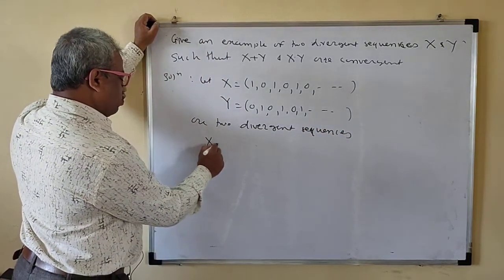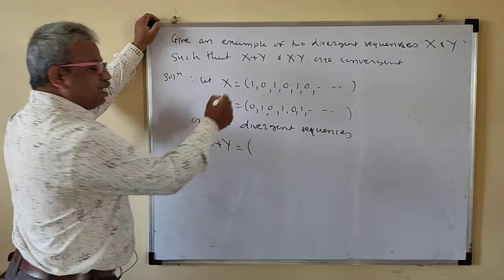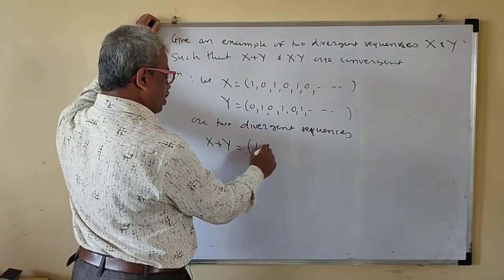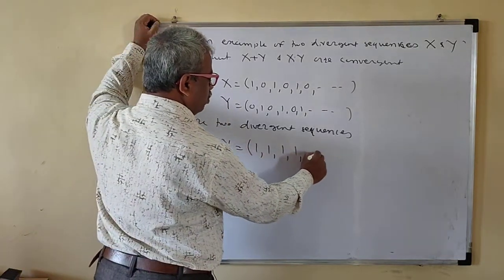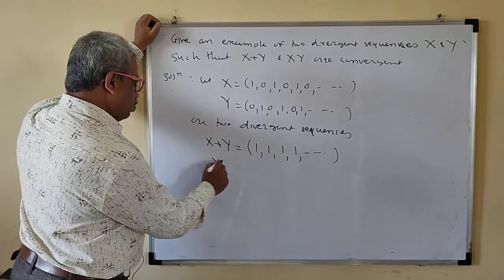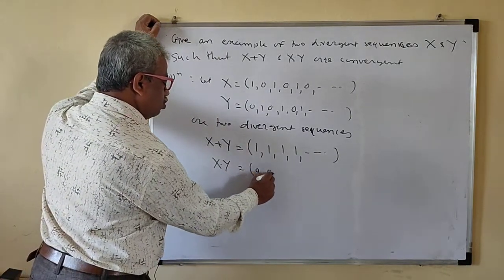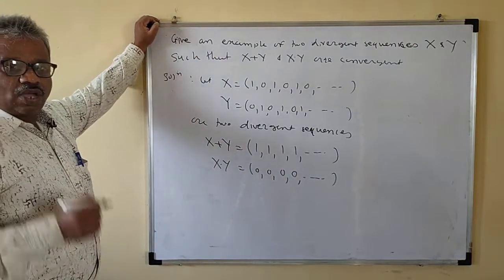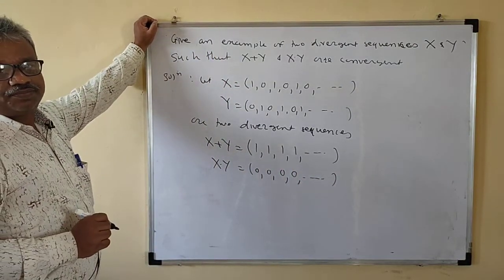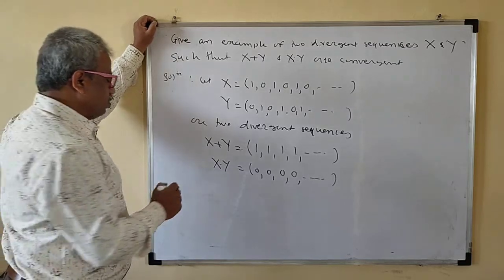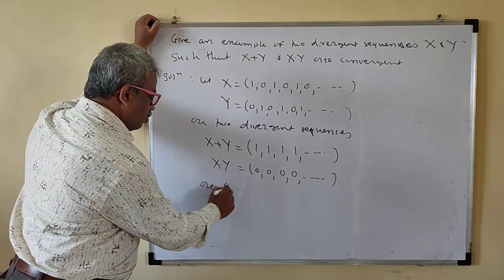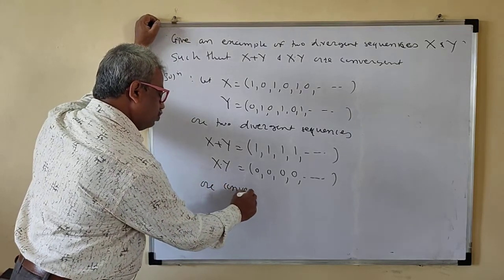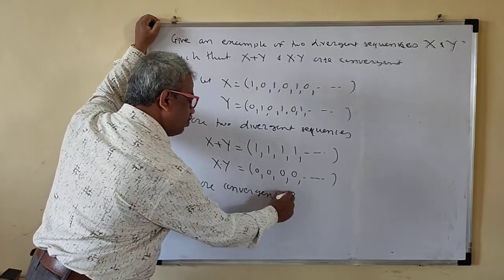So what is x plus y? You have to add the corresponding terms. So this is 1 1 1 and so on. And x into y is 0 0 0 0. The constant sequence is always convergent. So both are convergent sequences.